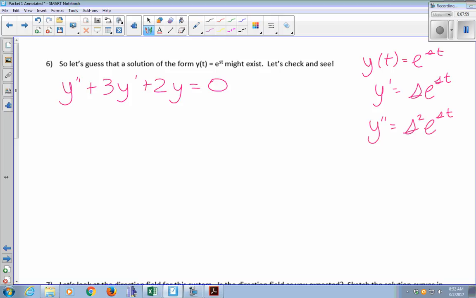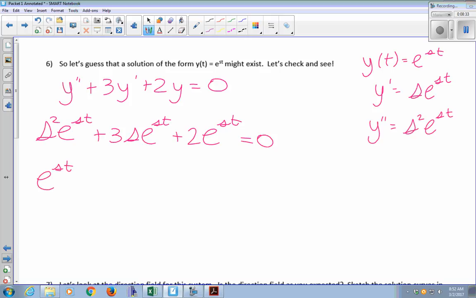So now I'm going to take those three things, plug them into my differential equation, and figure out what s to choose to force that thing to be true. So my y double prime is s squared e to the st, plus 3 times y prime, which is s e to the st, plus 2 times y, which is 2 e to the st, equals 0. All right, every term in here has an e to the st in it. I'm going to factor it out. And I'm left with s squared plus 3s plus 2.